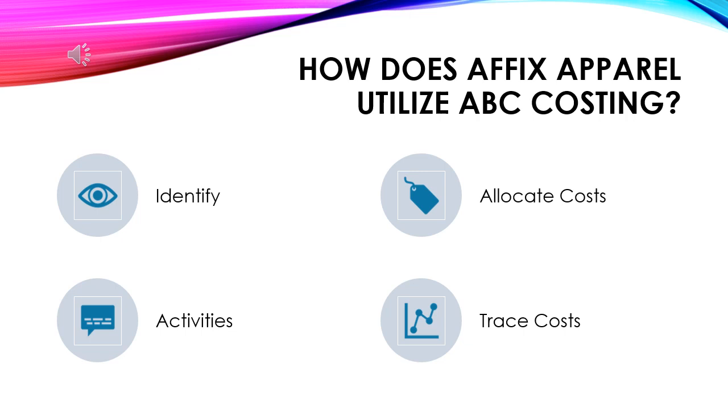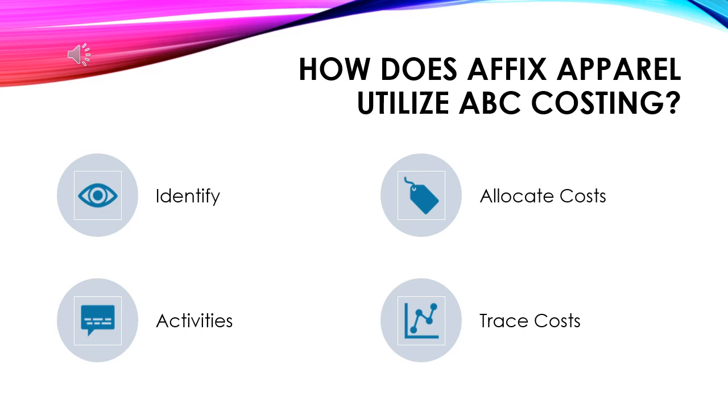Affix Apparel first would need to identify all of the activities required to produce the product, such as employee salaries, plant expenses, material expenses, and marketing, to list a few. These then must be divided into cost pools. Examples of other activities would be setting up machines for production, designing products, distributing finished goods, running the operation of machines, etc.